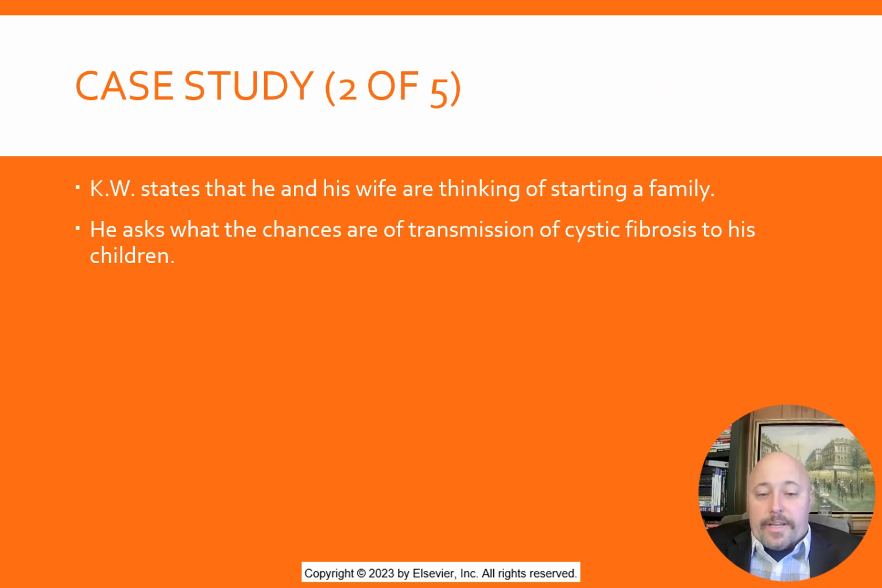KW states that he and his wife are thinking of starting a family. He asks what the chances are of transmission of cystic fibrosis to his children. Beginning with the reproductive side, it may take special procedures for them to conceive. His life expectancy may be less than hers related to the cystic fibrosis, and consider that the child will be a carrier or possibly have the disease.